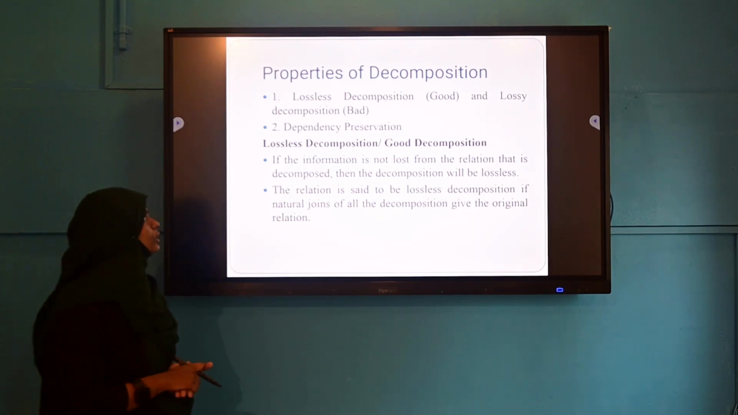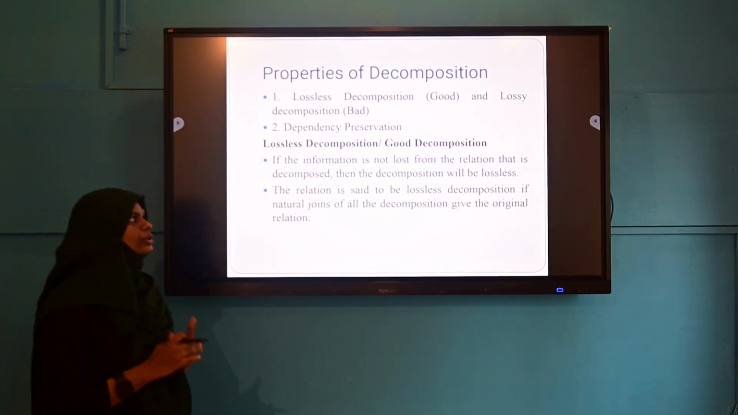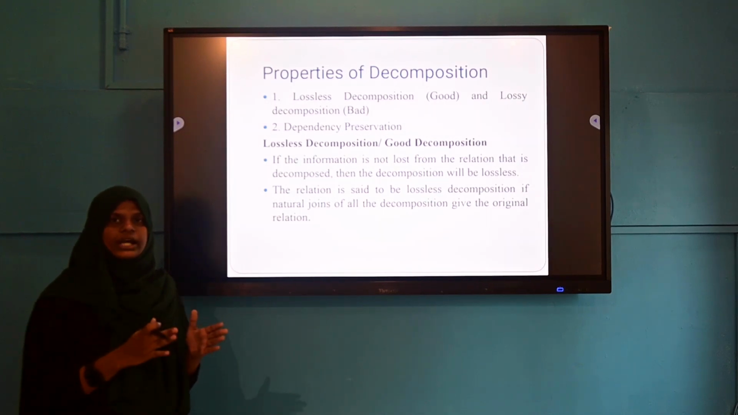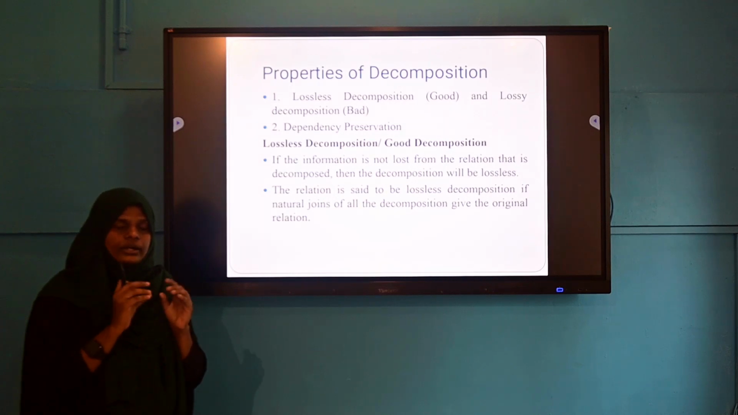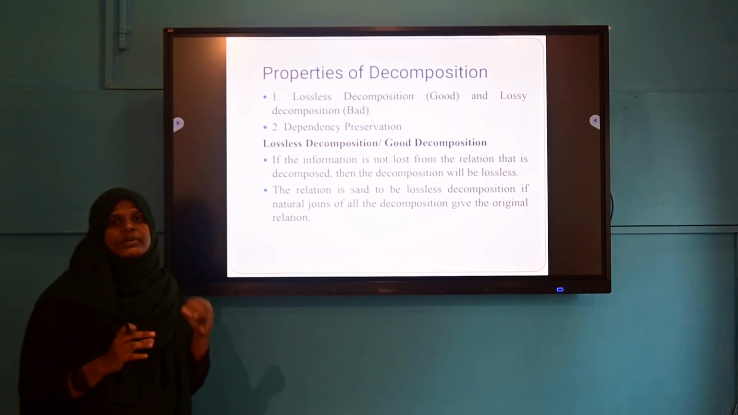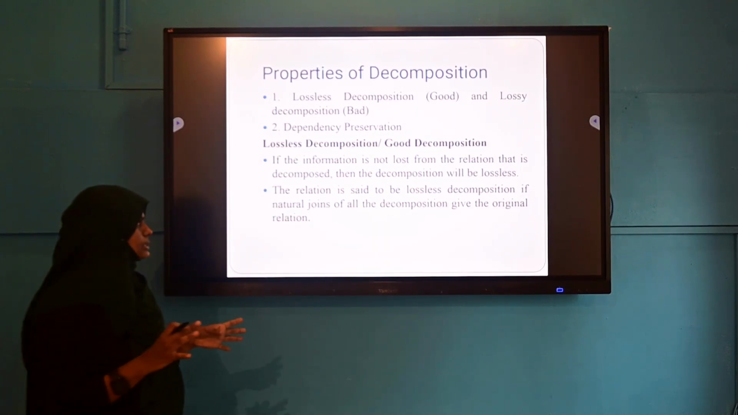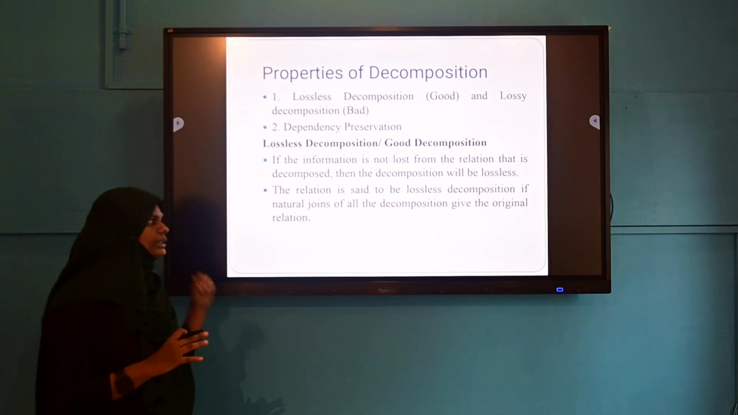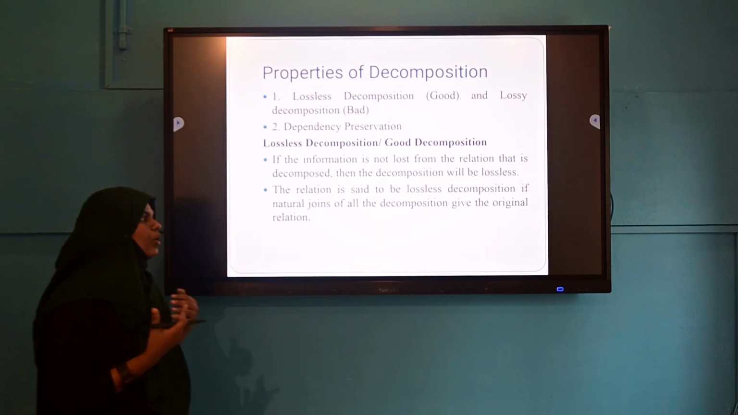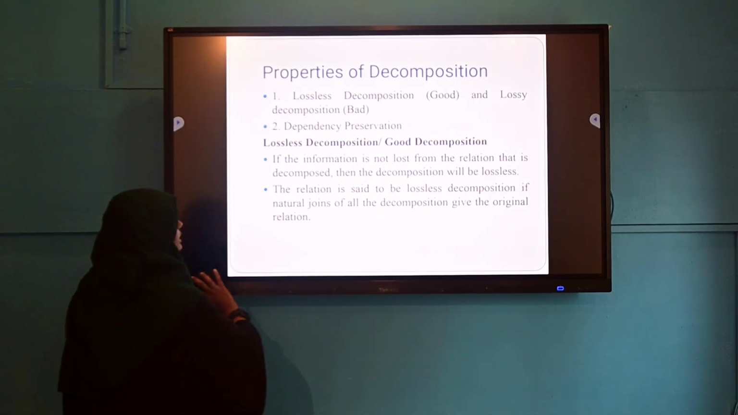As we all know, lossless decomposition or good decomposition means when we are decomposing a table into smaller tables, we have to ensure that no information is lost during that process. The relation is said to be lossless decomposition if applying natural join of all the decompositions gives the original relation. We can have an example.